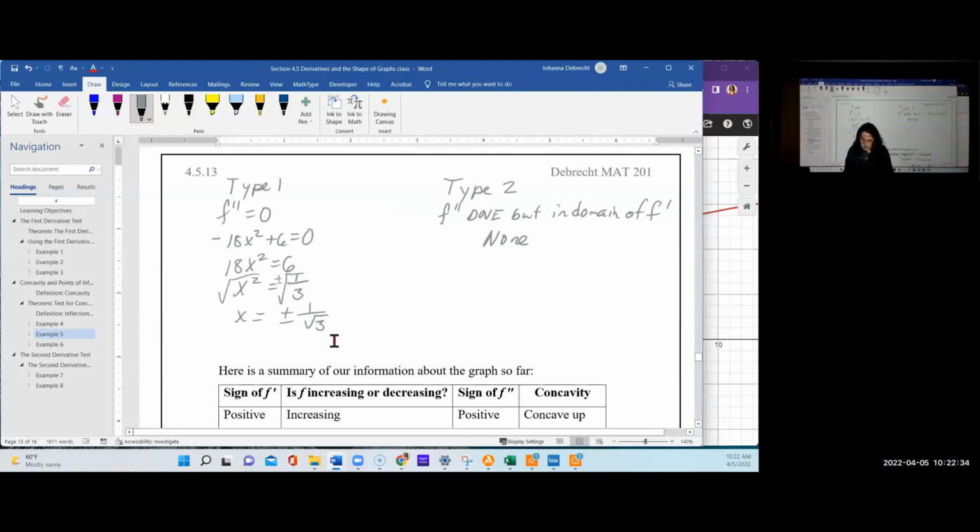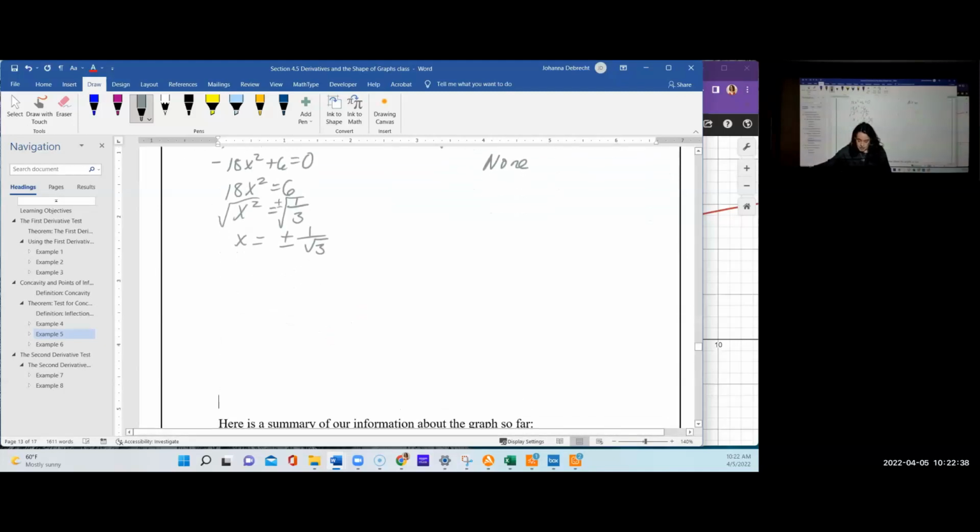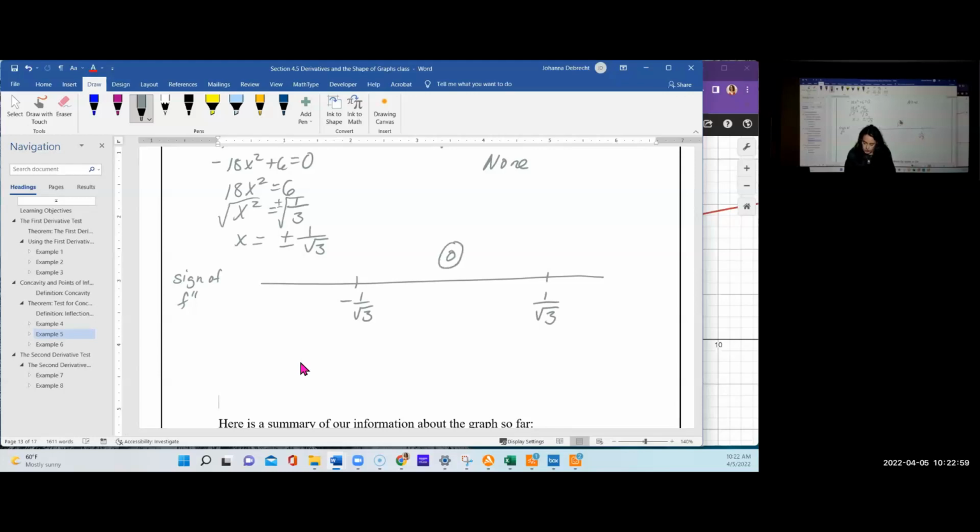Okay. So now we've got our values right here, negative 1 over the square root of 3 and 1 over the square root of 3. So we want to create a number line again. And this time we want to look at the sign of the second derivative. And we're looking at negative 1 over the square root of 3 and positive 1 over the square root of 3. So in between, a good test point would be 0.